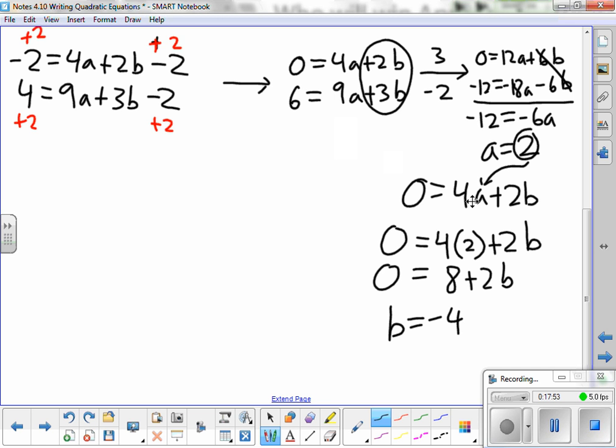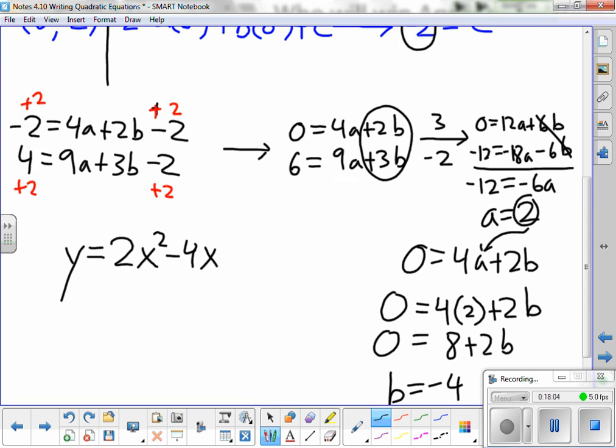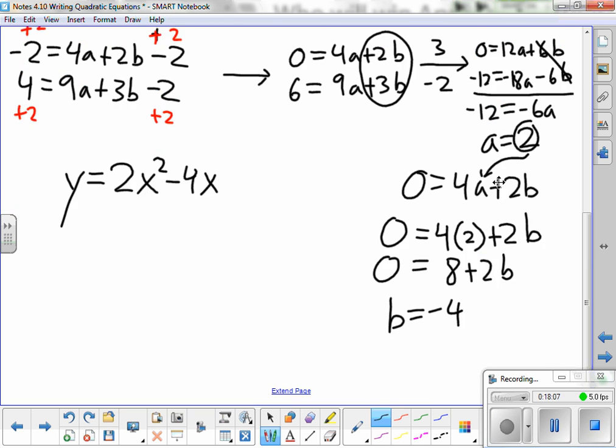So final answer, y equals ax squared, and we found our a was a 2, so it's 2x squared, plus bx, which is -4, so -4x, plus your c, and your c value was -2, so -2. And that's standard form.